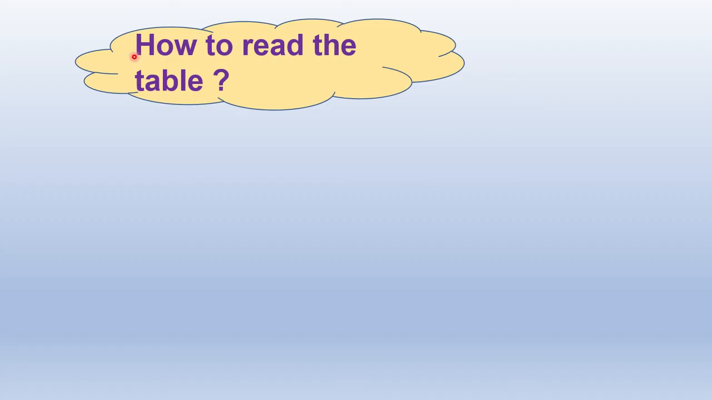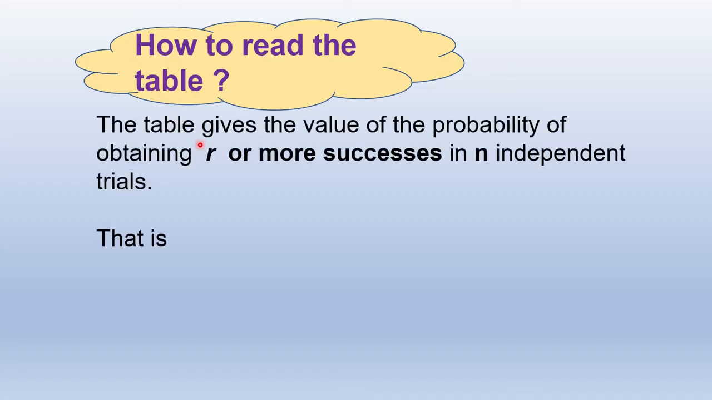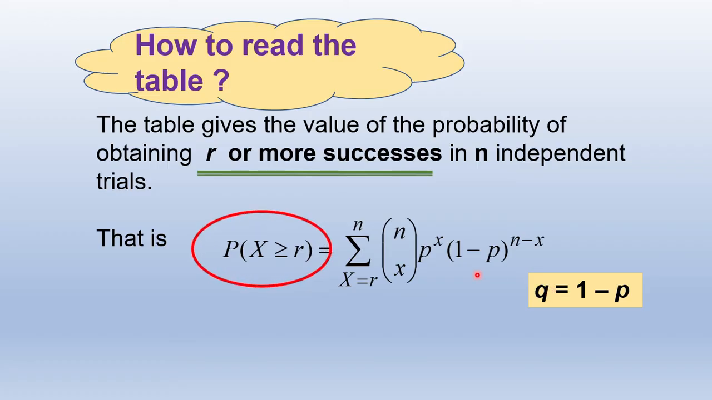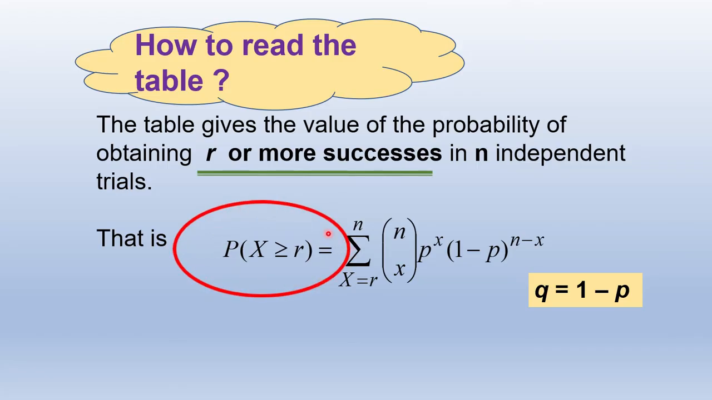Okay, let's continue on how to read the tables. The table gives the value of the probability of obtaining r or more successes in an independent trial. That is, probability for x more than or equal to r is equal to the summation of x equals r until n of nCx p to the power of x, (1 minus p) to the power of n minus x. Note that the relationship between p and q is q equals 1 minus p. So you have to take note that to read the table, you need to find the probability for x more than or equal to r.